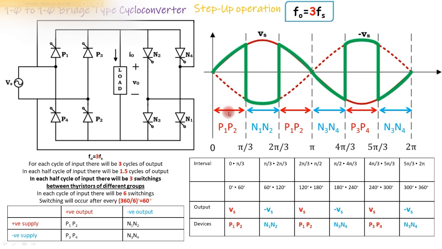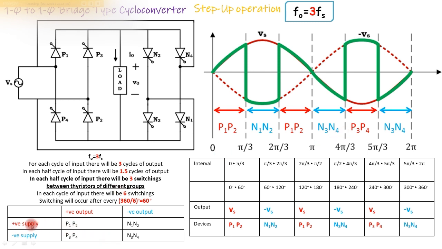So whenever we have to obtain positive output for positive supply, P1 and P2 are fired. So the sequence is P1 and P2, N1 and N2 because negative output is required, and then P1 and P2 again, because the output required is positive, negative and positive, and in this duration the supply is positive. As the supply reverses after 180 degrees, we have to move back to 3 and 4.